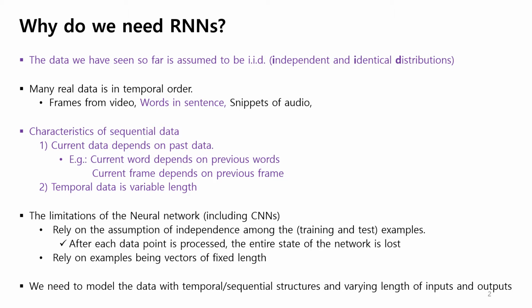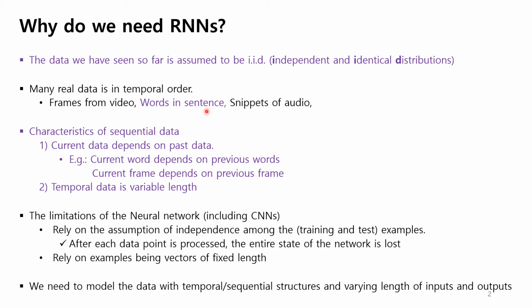So let's take a look at this example here. These are examples of sequential data, like frames from video and words in a sentence, etc. For example, you have a sentence like, I go to school. Then the word school actually depends on I go to. Each word is not independent anymore. These are dependent words. The word school depends on I go to, and also the word to depends on I go, etc.